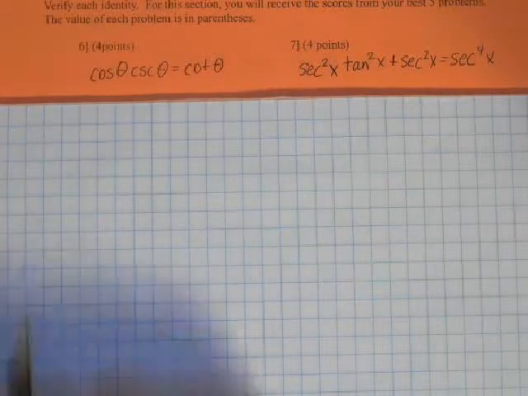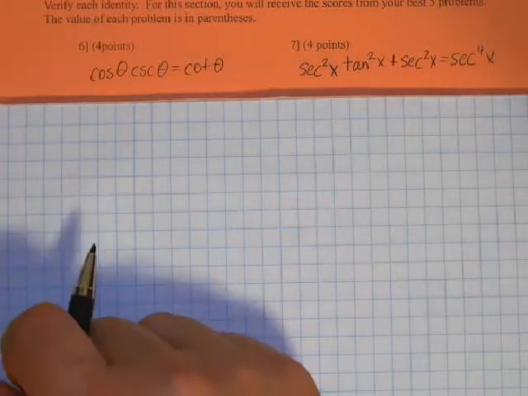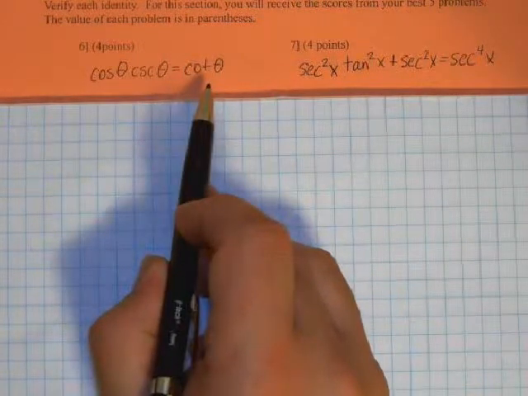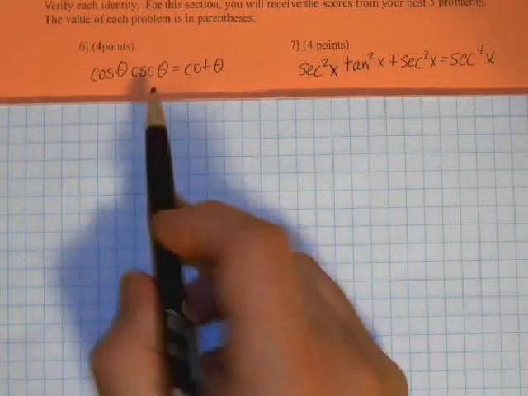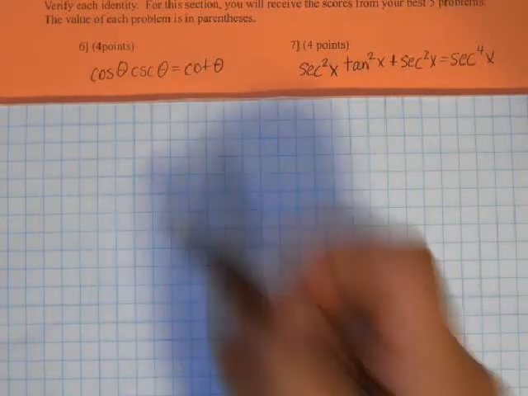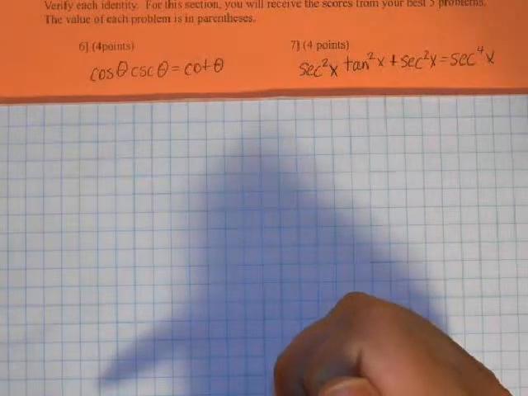Okay, number 6. On these, we need to verify the identity, which means we want to make the left side equal to the right side. You could also make the right side equal to the left side. But it's common practice to just work on one side until you've made it equal the other side.